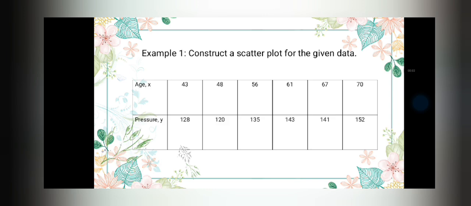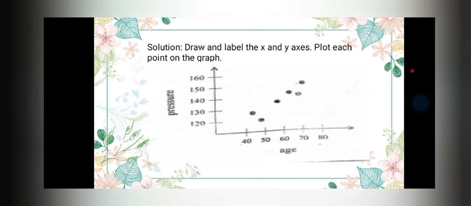Let's have an example. Construct a scatter plot for the given data. In the first row is the data for age, and the second row is for the pressure. If we draw, label, and plot each point on the graph, this is how the graph looks.